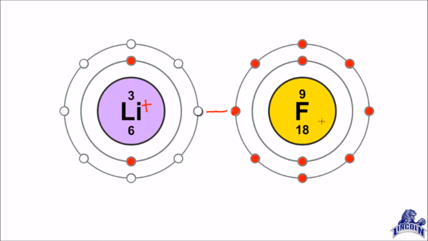Fluorine, on the other hand, now has a complete second set and is no longer actively seeking any more cards, so he takes on a negative charge. But just like magnets, even though they're oppositely charged, they decide to hang out with each other based on their interests, which in this case is their exchanging of electrons.